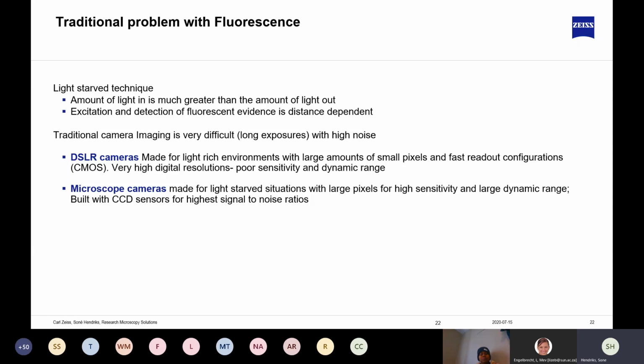I often get the question, yes, but this is only a 5 megapixel camera. Yes, but that is what is suitable and needed for a microscope, because there are different things that come into play. As mentioned, sensitivity, dynamic range, and sometimes speed and so on. We also use typically very sensitive CCD sensors for best signal to noise ratios when we want to image fluorescence.